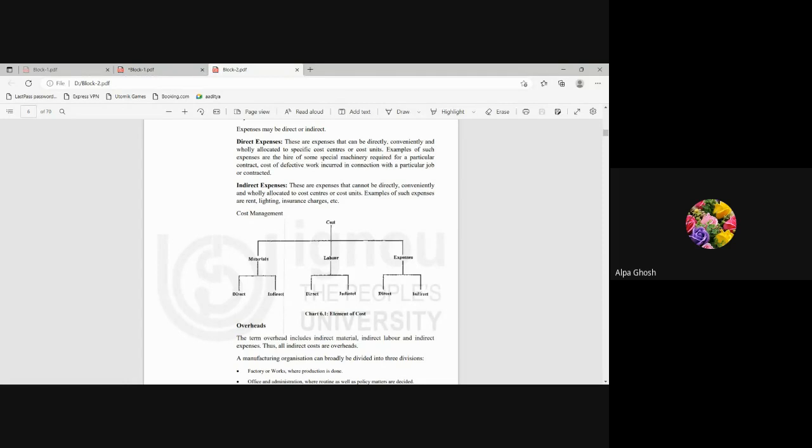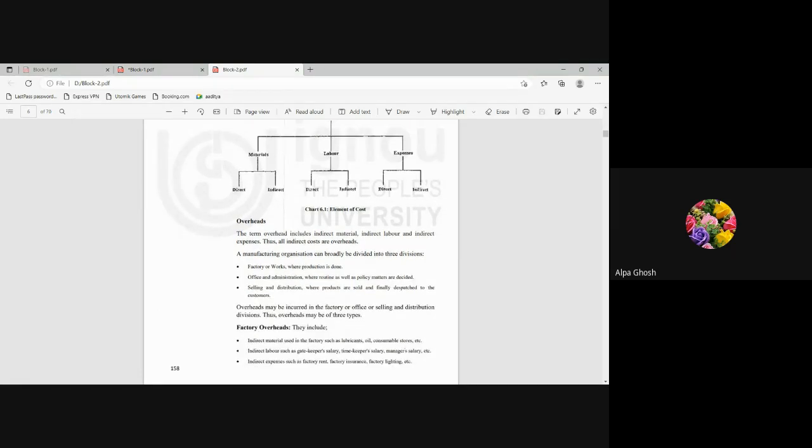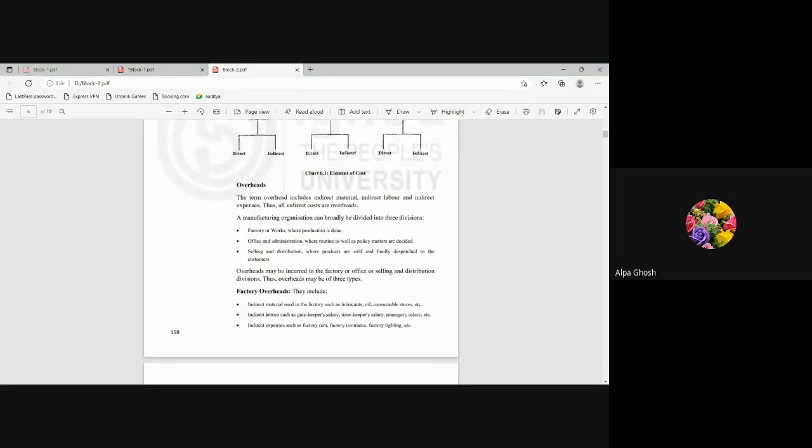And then we have in all the categories direct and indirect. If it is related to manufacturing, it is direct. If it is related to the office in general, after production, it is indirect. Overheads means the additional expenditures. It includes indirect material, indirect labor, and indirect expense.